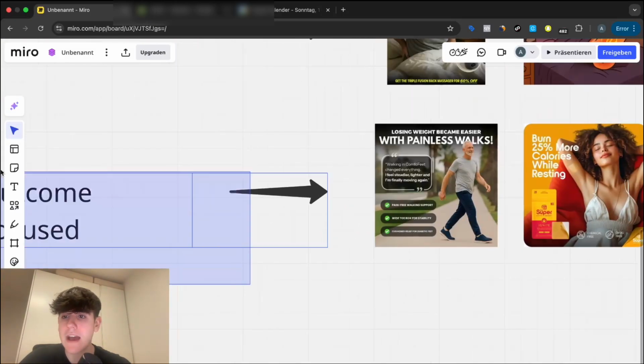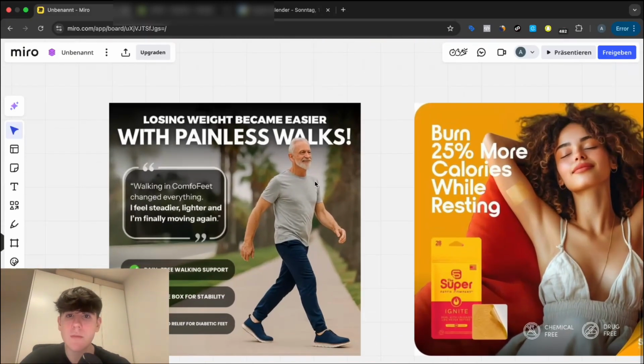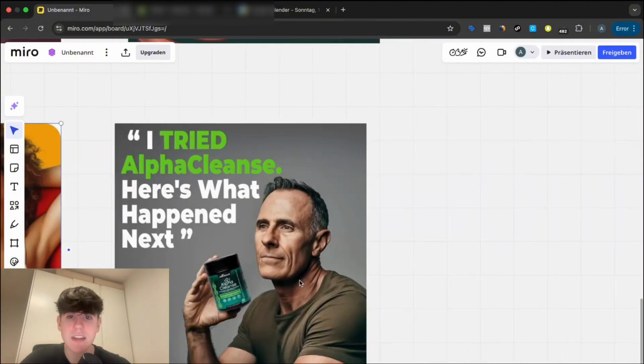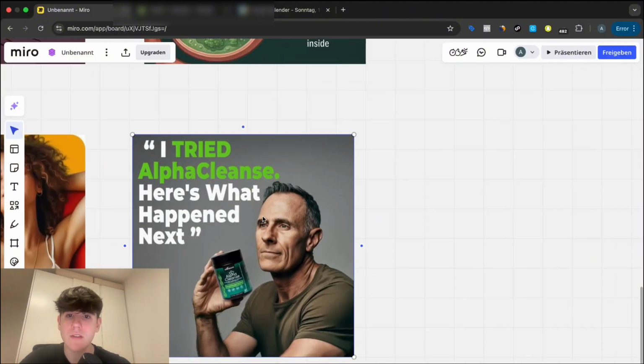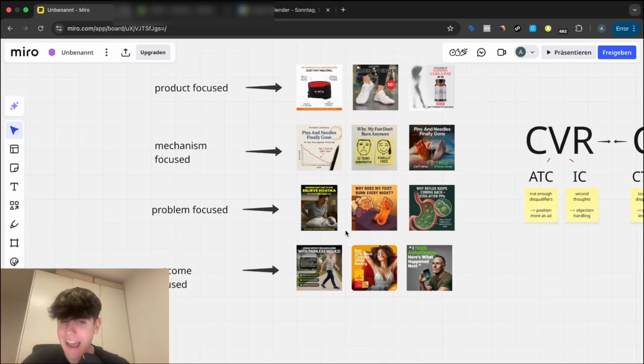And the same thing we have when it comes to outcome focus. To outcome focus specifically, as you can see here, we have a happy guy walking here, painless walk. We have someone relaxing here. We have someone relaxing here and being pretty satisfied, pretty happy. And so these are the 4 different types of visuals.